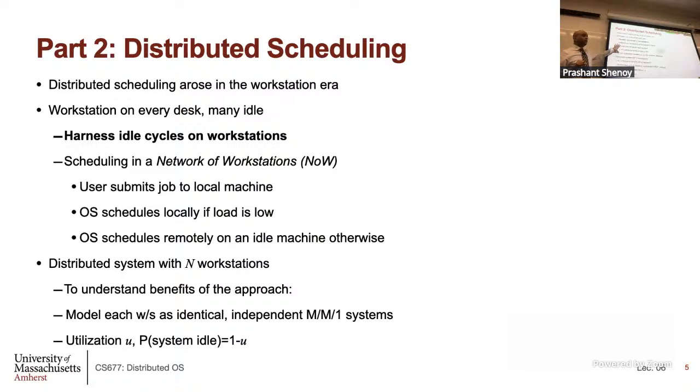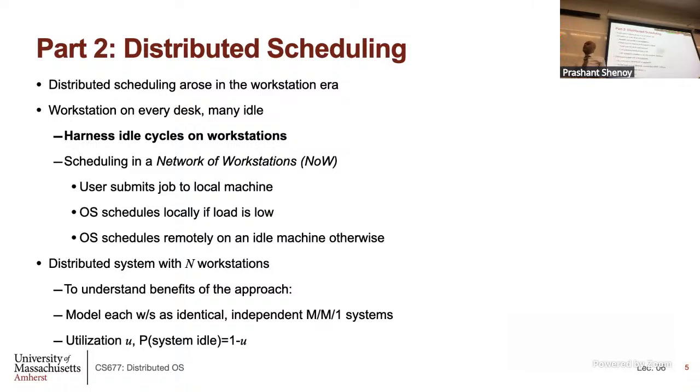So the picture you want to keep in mind is that the user submits a job or starts an application on a local machine. That's their machine. The OS has to then decide one of two things. When the user starts a new job or an application, should that run locally? That's the normal case. You start a browser or whatever, it runs on your machine. So by default, it will run on the local machine itself.